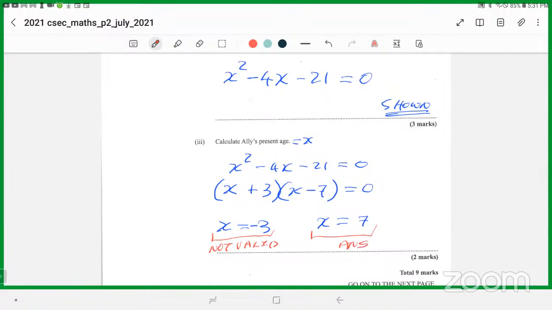Ali's age. That is the answer. That is Ali's age: 7. She's 7 years old. Can't give somebody's age as negative. They cannot accept this as an answer. So Ali's present age is 7 years. So we're going to write 7 years on it, yeah? Because they say present age, let's just write 7 years. Our present age is 7 years. Done. Number 2 done. 18 marks so far. Let's continue.